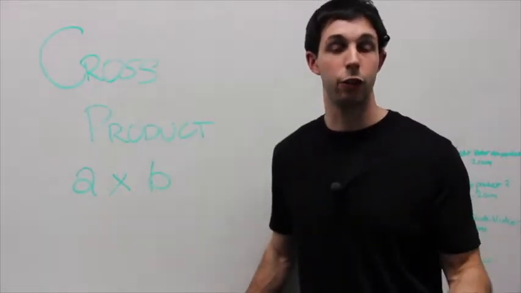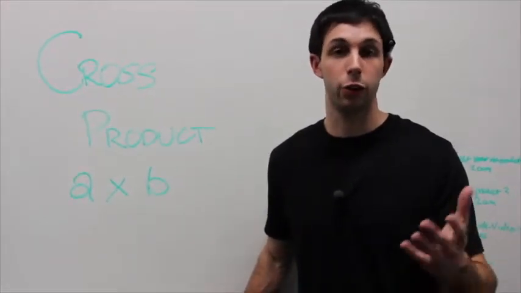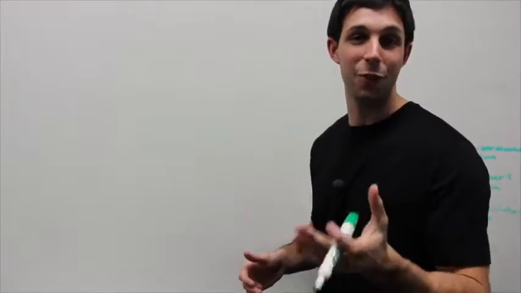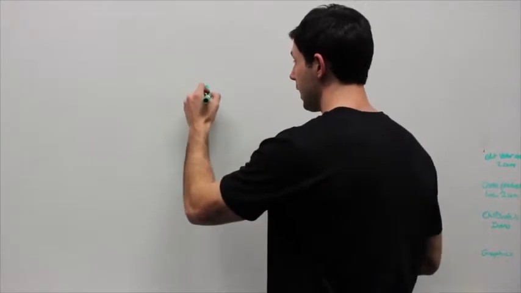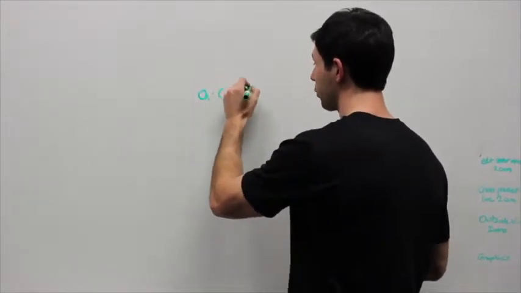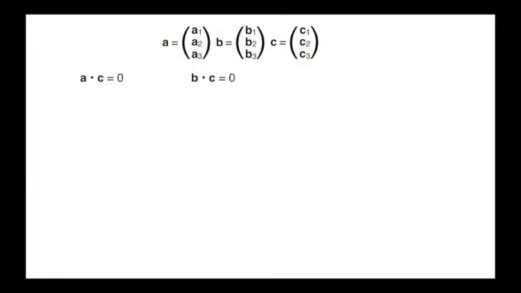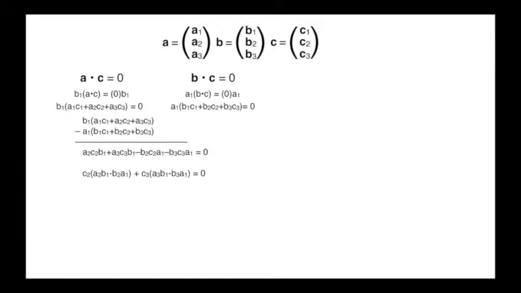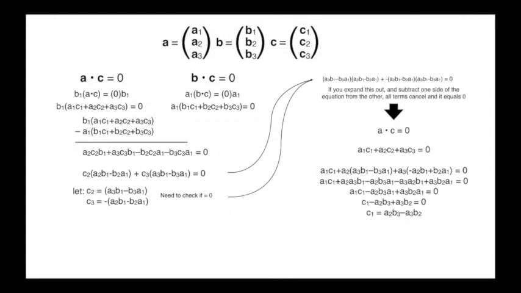The cross product takes two vectors, a and b, and creates a third vector that's orthogonal to both of them. We can create this orthogonal vector by using the dot product. What we know from the dot product is that if two vectors, a and c, are orthogonal to each other, then their dot product is 0. By creating a vector c for which a dot c is 0 and b dot c is 0, we can find our definition of the cross product. For more detailed proof, please see the supplemental video.